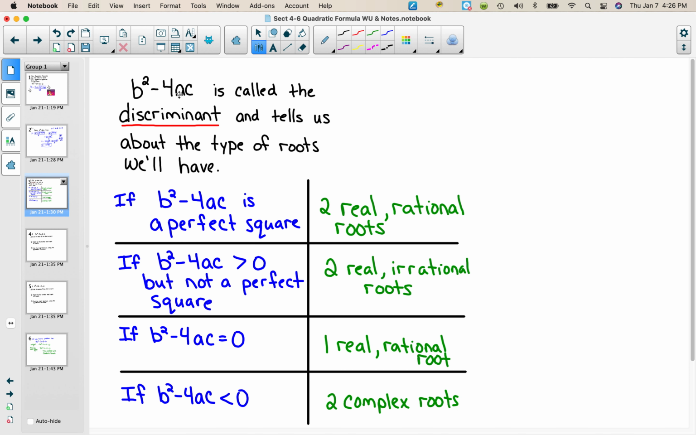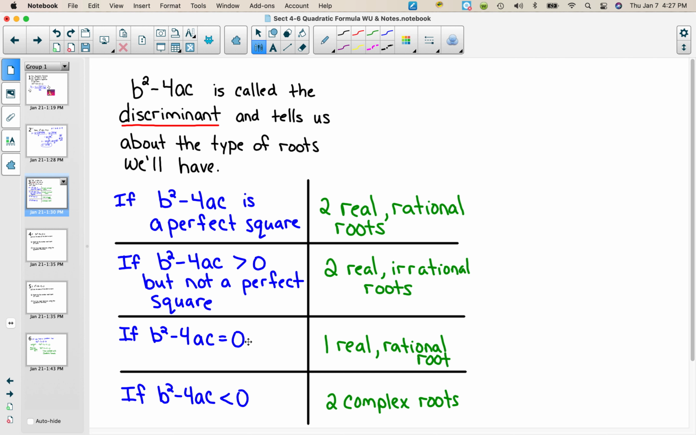So the part that's underneath the radical is called the discriminant, and it tells us about the types of roots we'll have. If b squared minus 4ac is a perfect square, then we know we're going to have 2 real rational roots, which also means it would have been factorable. If b squared minus 4ac is positive, greater than 0, but not a perfect square, we're going to have 2 real irrational roots, which means we're going to have a square root in our answer.